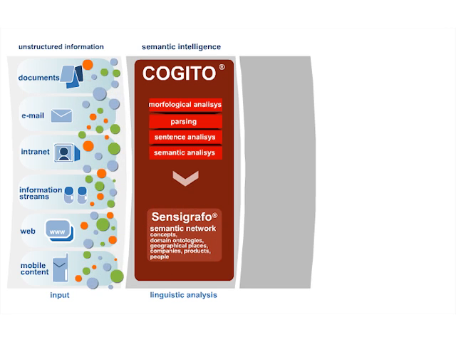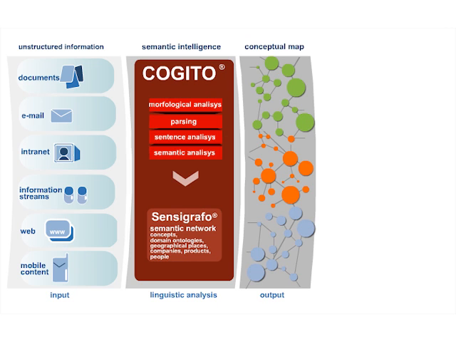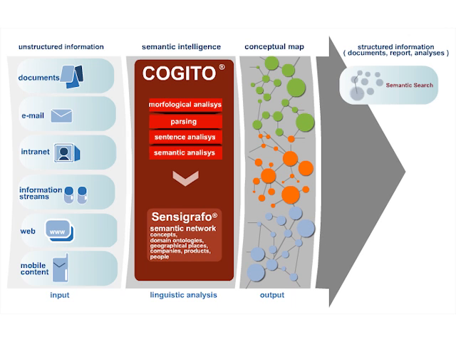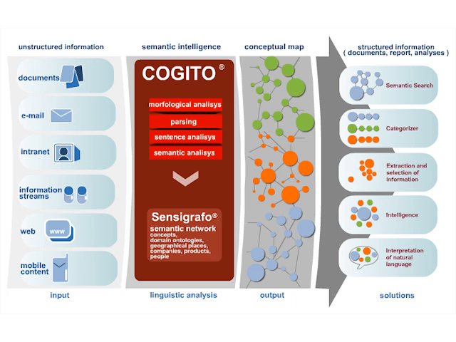The outcome of the analysis is a conceptual map, basically a structured representation of the content, which is then used to run different kinds of applications, from semantic searches to automatic categorization to competitive intelligence platforms to natural language interfaces, all of which enable a very effective, fast, and precise automatic management of unstructured information.